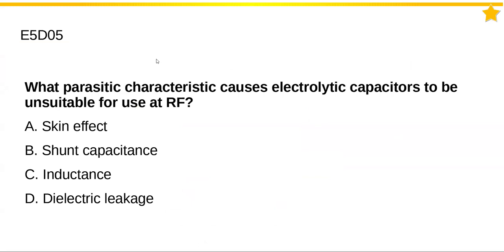So what parasitic characteristic causes electrolytic capacitors to be unsuitable for use at RF? Charlie? Yeah, I think they threw the electrolytic in to confuse you. That doesn't make a difference, because it's the inductance of the leads.